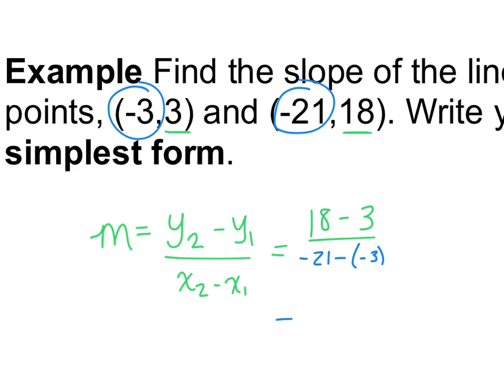So 18 minus 3 is 15. Negative 21 minus a negative 3, you should be able to do that in your head, is negative 18, because you're traveling closer to the positive numbers. I can reduce that. I can divide this by a 3 and divide this by a 3. So I get 5 over 6. So my slope is negative 5 over 6.